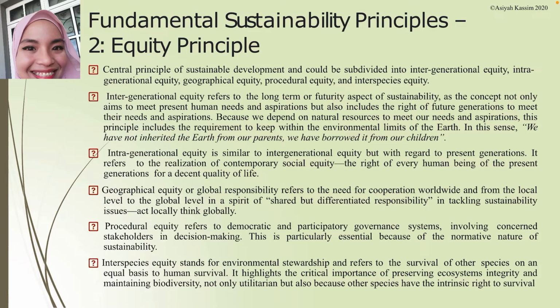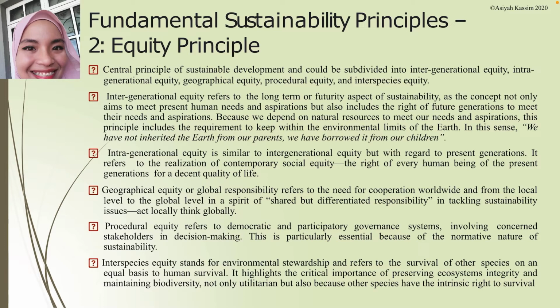So kalau you tengok dekat sini, central principle of sustainable development could be subdivided into ada 1, 2, 3, 4, 5. So kita akan go through one by one lah. So dia ada 5 jenis equity dekat sini. Number 1, kita akan go through dulu intergenerational equity.